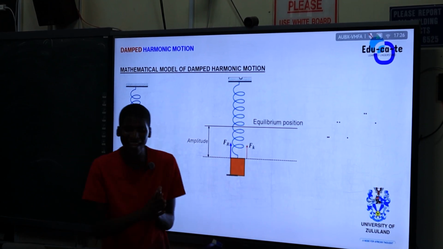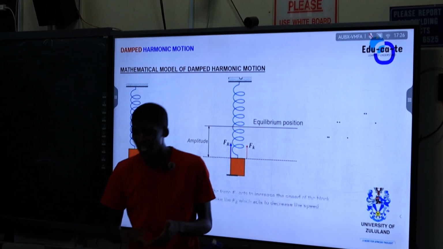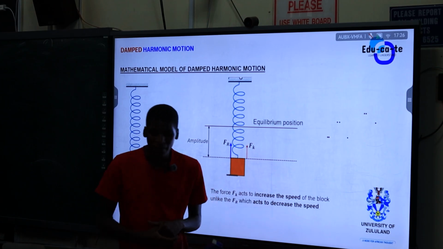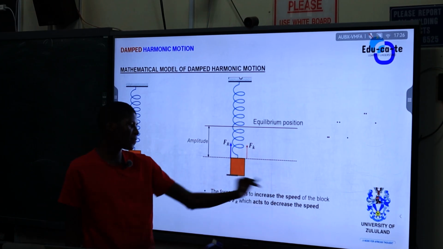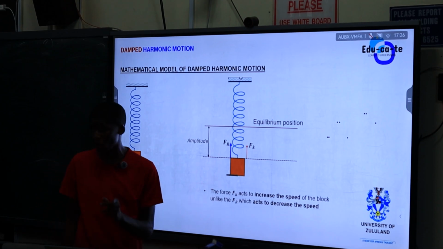So basically, this is F_k, which is representing my frictional force. So now, the frictional force F_k acts to increase the speed of the block, unlike the restoring force, which acts to decrease the speed of the block.